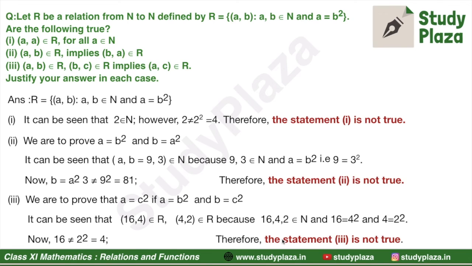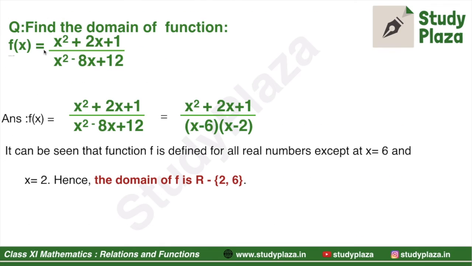Hope you have understood this question nicely. This is again a question from the miscellaneous exercise. Here the statement is: find the domain of the function f(x) = (x² + 2x + 1)/(x² − 8x + 12). This is a rational function. Let us start with the answer.